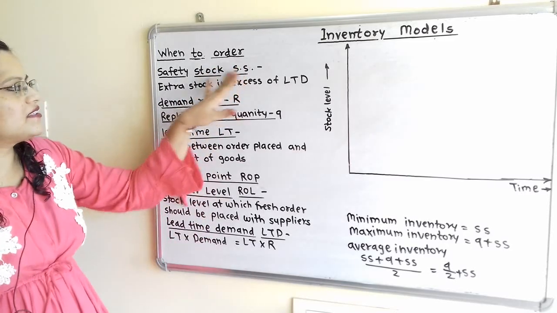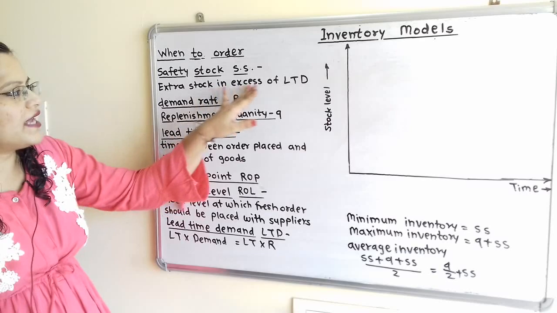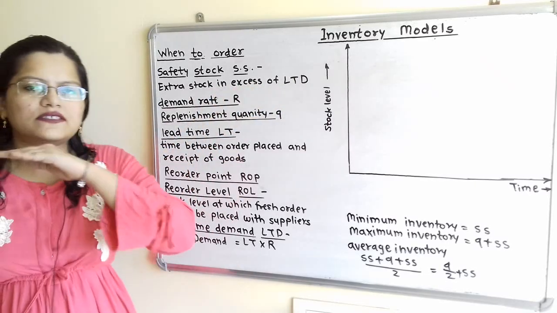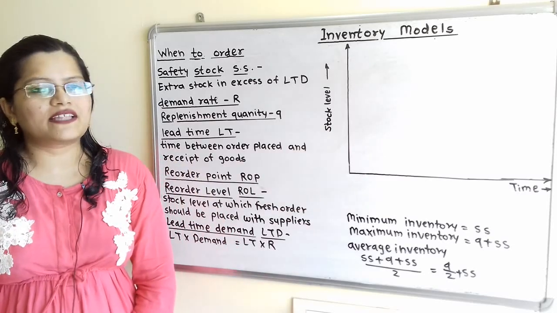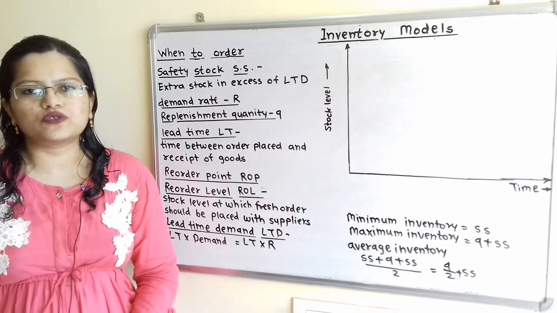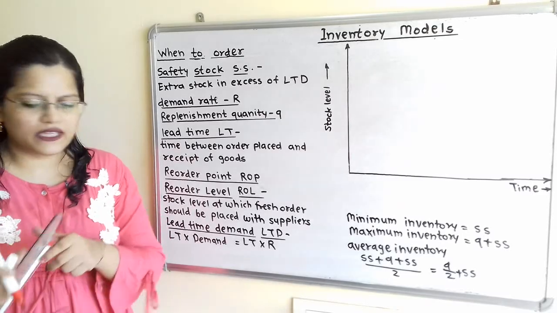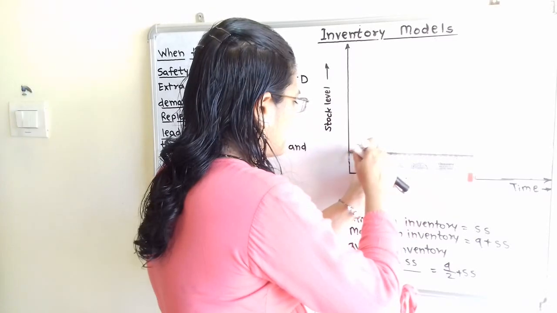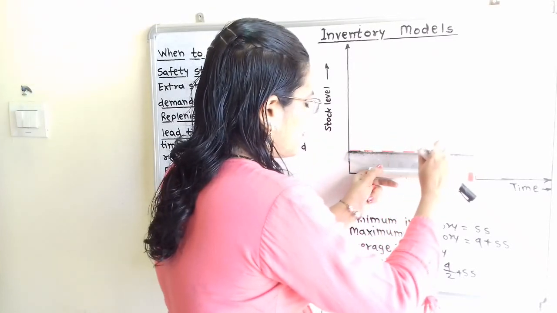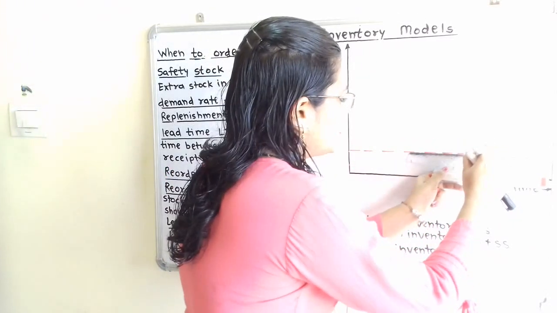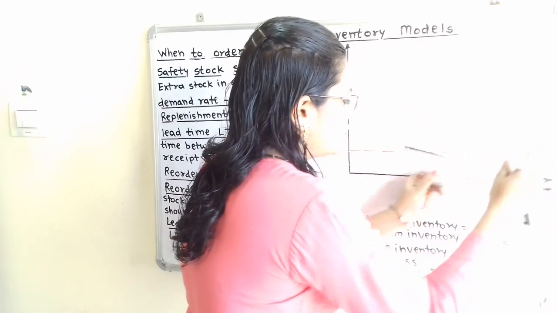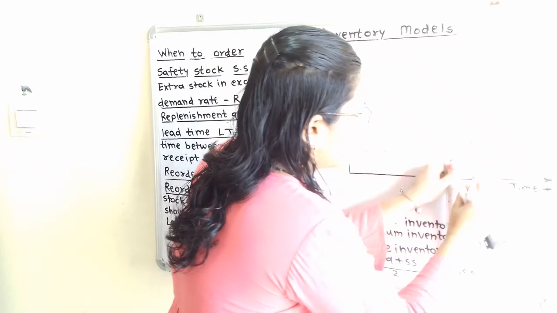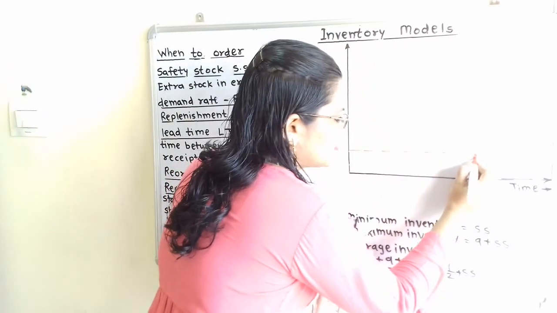So how to decide the safety stock? That is the extra stock in excess of lead time demand. So we have to maintain some basic level of the stock, and that is also known as buffer stock or cushion stock. So we will show it here with the help of a dash line. So this level is known as SS. So from this bottom line we have to show this with the help of the vertical line, that is SS.